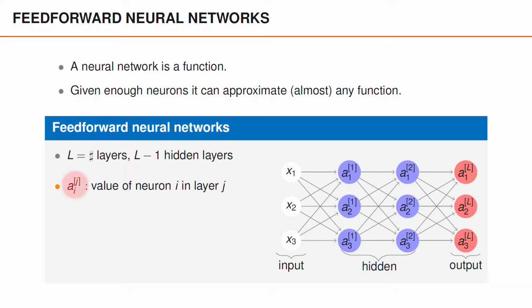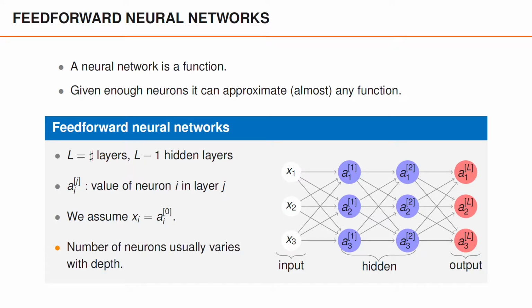We use a superscript brackets j, subindex i, to denote the ith neuron in layer j. For notation, we often write x_i as a^[0]_i, even though we do not view x_i as a neuron. Please note that even though this example has 3 neurons in each layer, the number of neurons usually varies between different layers in the network. Also, most deep neural networks are much deeper and wider than the network illustrated here, and it's common to have networks with millions of parameters.